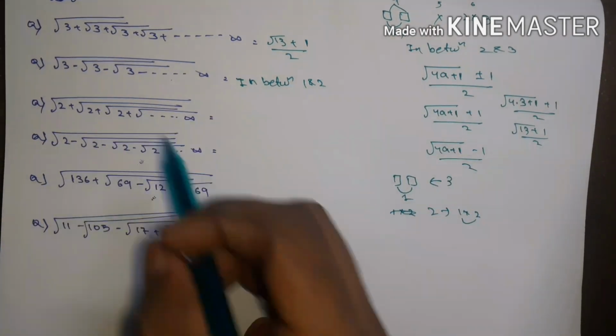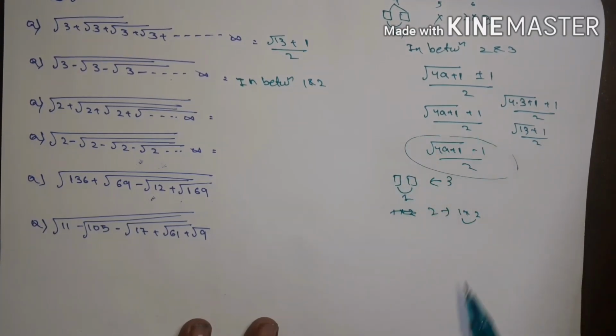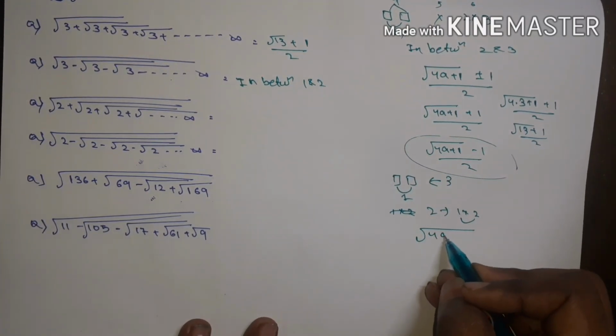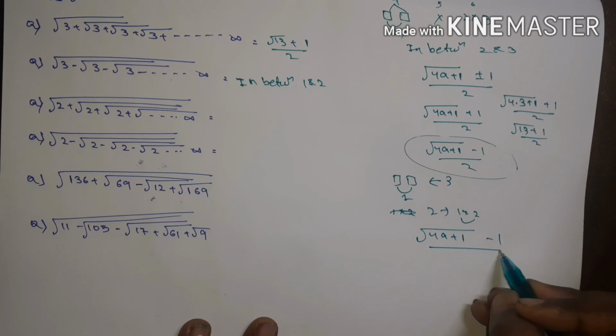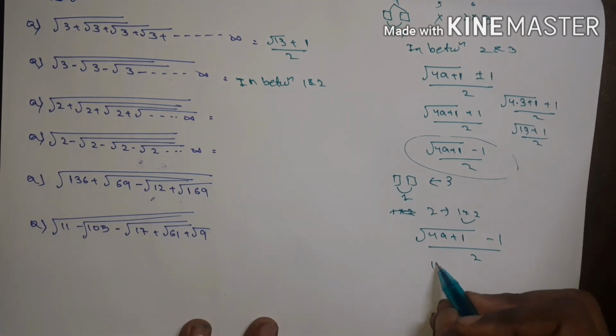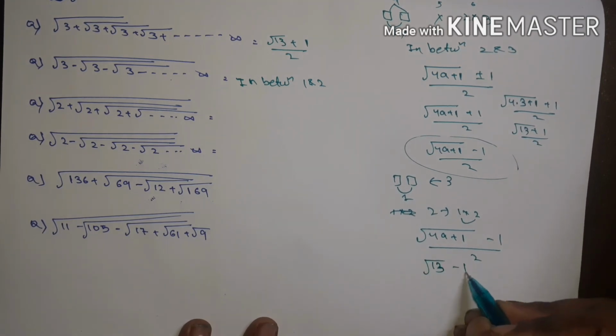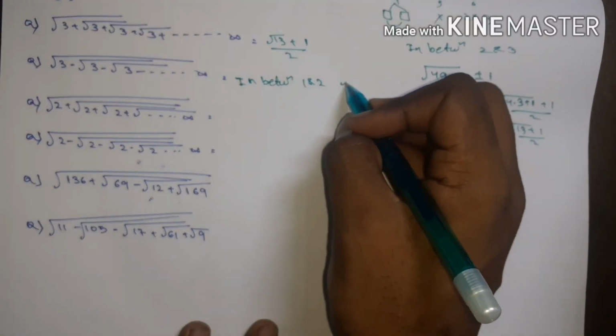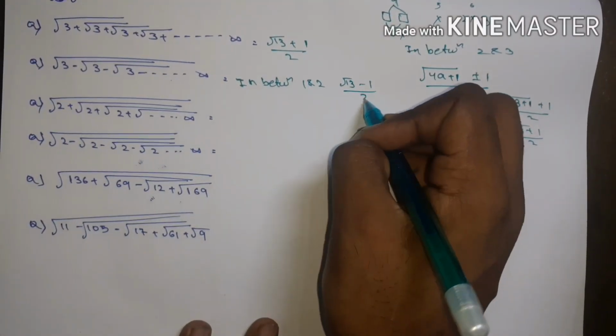For the exact answer, you have to put it in this formula. Root over 4a plus 1, minus 1 by 2. Root 13 minus 1 by 2. Its answer is root 13 minus 1 by 2.